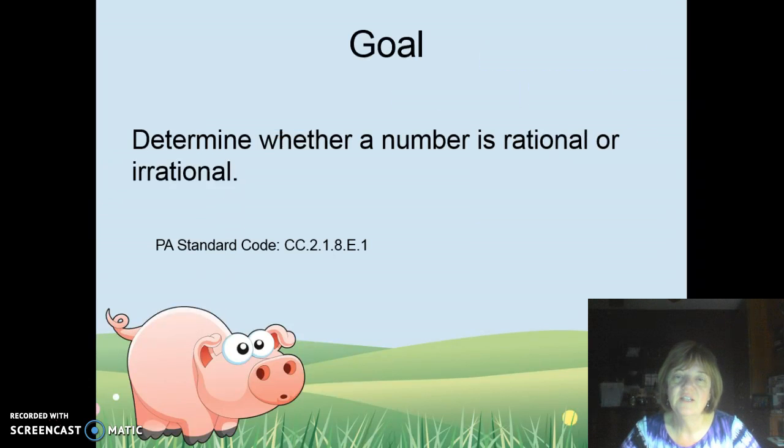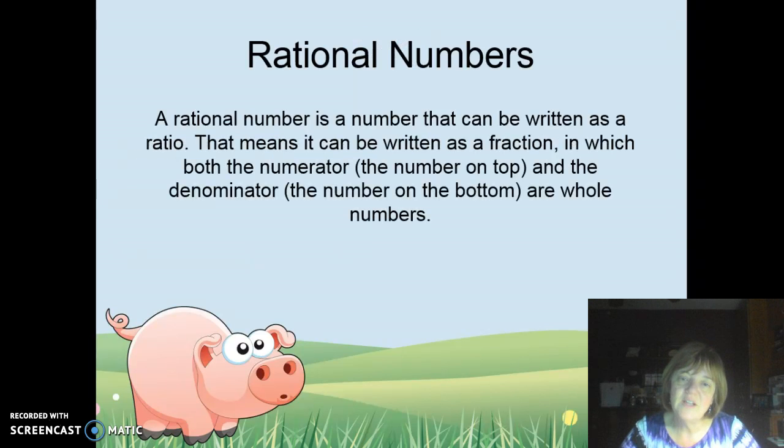So our goal today is to determine whether a number is rational or irrational. And of course, we're following the Pennsylvania standards. So a rational number is a number that can be written as a ratio. Okay, ratios are nothing but fractions. You guys know what fractions are, right?